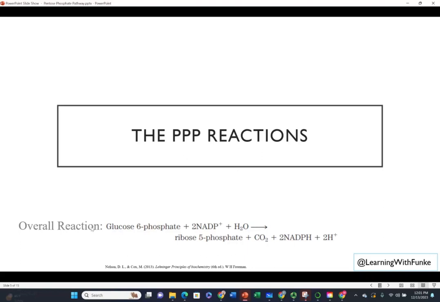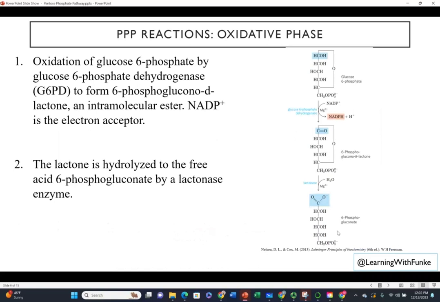I've provided the overall reaction for the pentose phosphate pathway. You pretty much go from glucose 6-phosphate. You use 2 NADP pluses, right, with water, and the end product is ribose 5-phosphate, carbon dioxide, and 2 NADPHs, of course, and 2 hydrogen ions. All right, so for the first step of the oxidative phase, we're focusing on the oxidative phase, and then we'll go to the non-oxidative phase next.